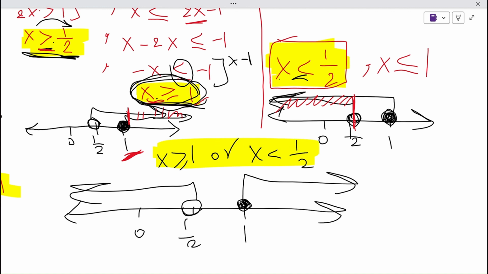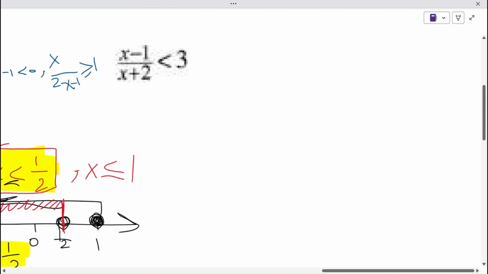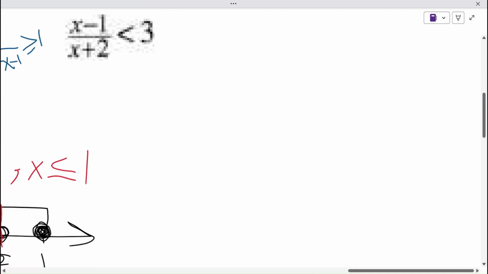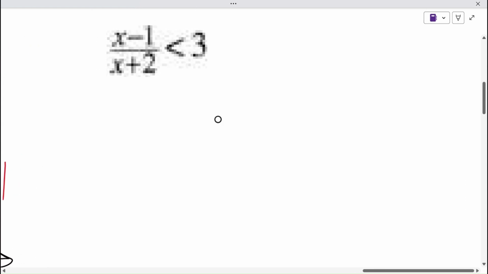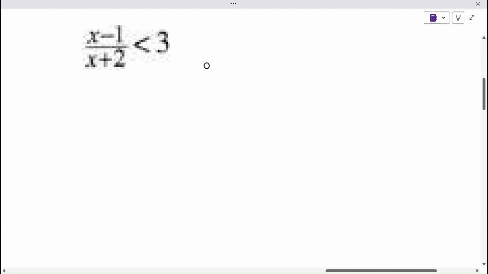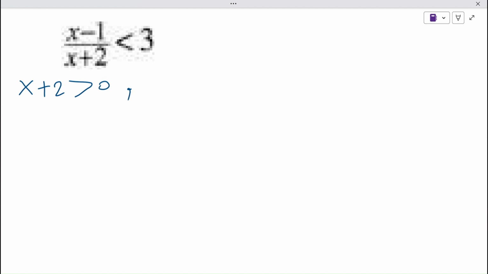Let's solve the last question. This is the same as this question, guys. Look at here. We will use the same idea and the same ways to solve this. At the first, just write the form. Write the denominator with the greater sign: x plus 2 greater than 0, comma. Write down the inequality with the same sign.